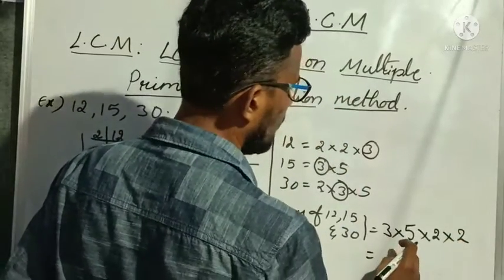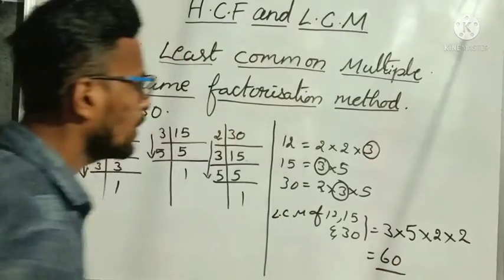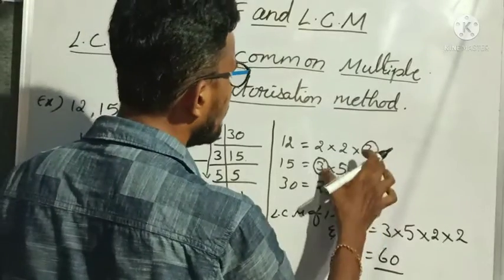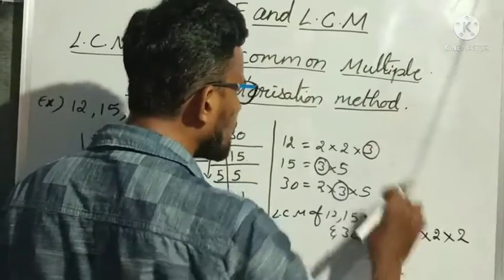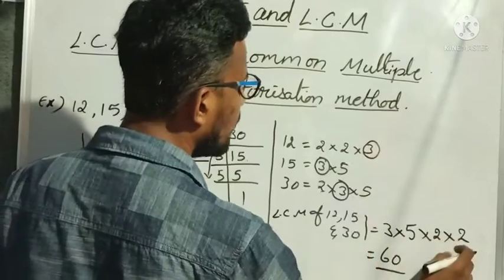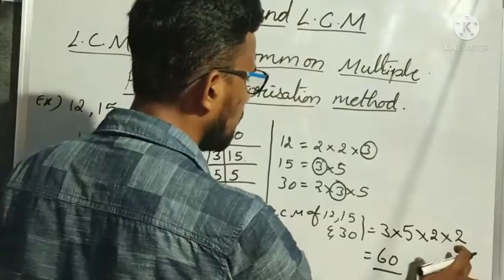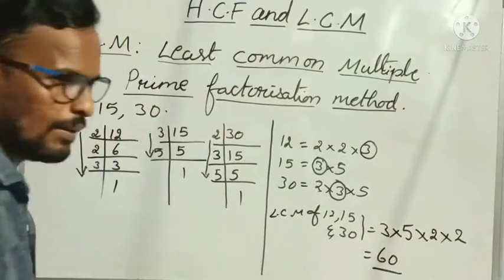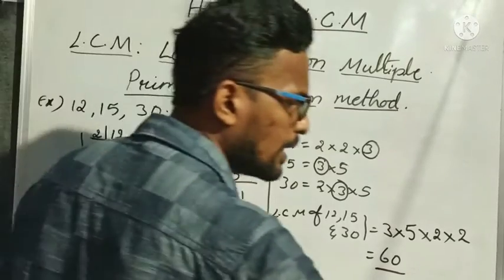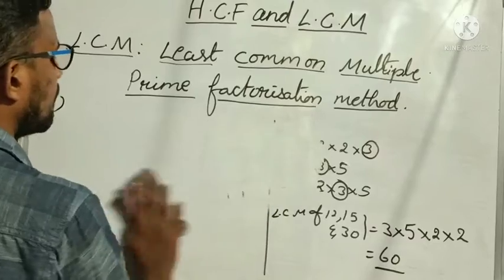So 3 into 5 is 15. 15 2s are 30. 30 2s are 60. 60 is the LCM. Understood? First we have to write common factors in all the 3 numbers. Afterwards, if two numbers also have a common factor, we can take it only one time, and the remaining factors also we should multiply, so that we will get the LCM. Understood? This is the LCM by prime factorization method. Okay. Now let us see one more example.